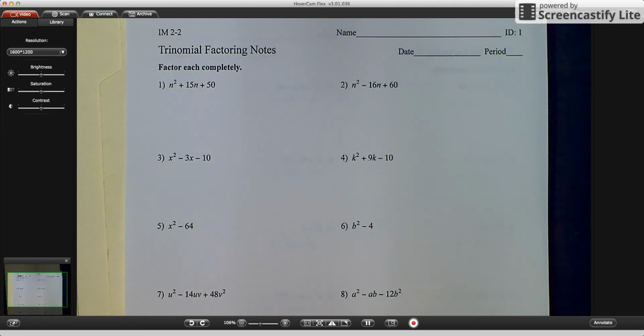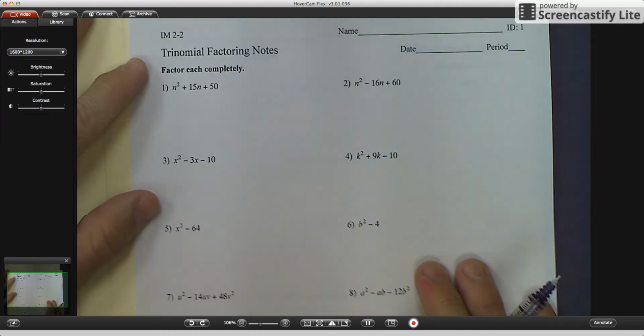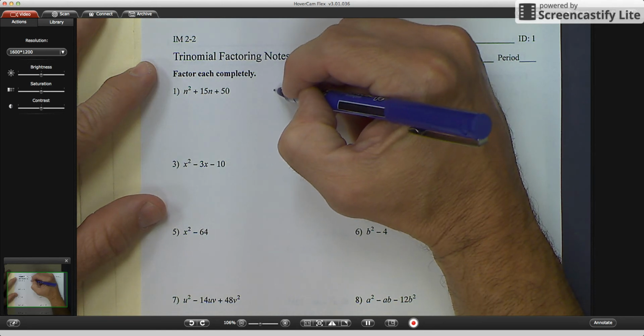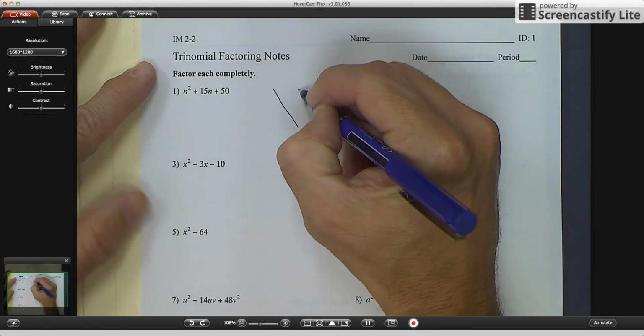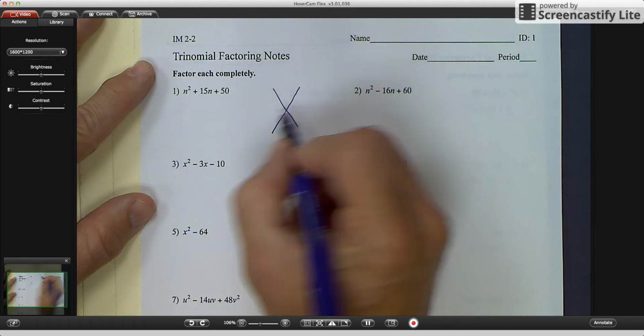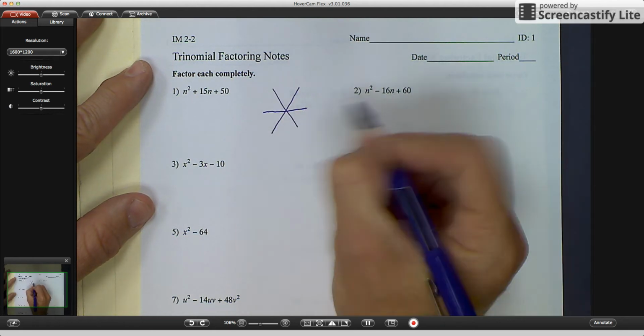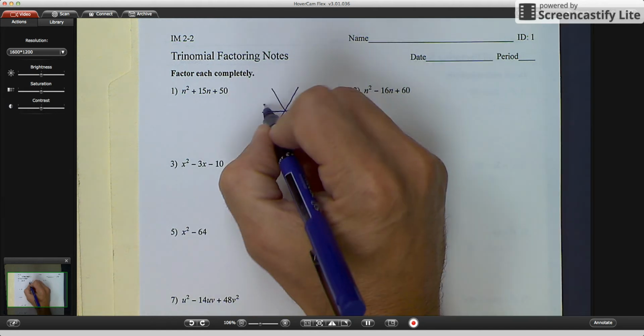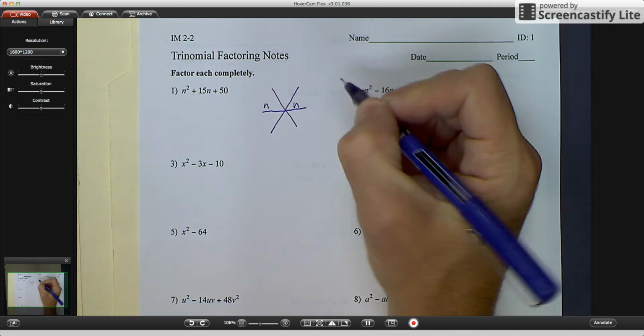Good morning. Today's lesson is on factoring trinomials. So when you factor trinomials, the way that I like to teach it is by starting with a snowflake. So you make your magic X, you make your X, and then you put a horizontal line through. And then you take the top ones, get the first variable. So we put an N there and an N there.